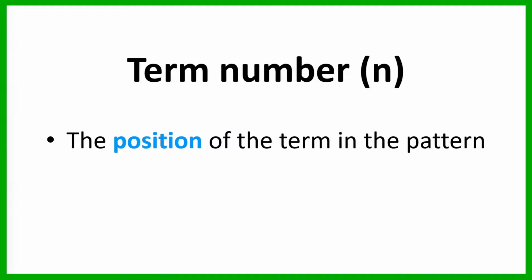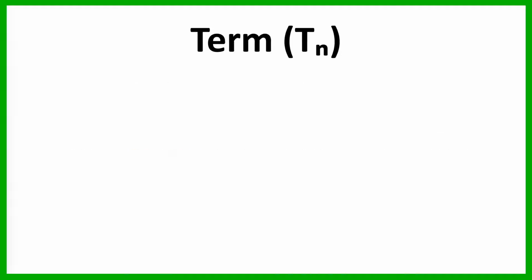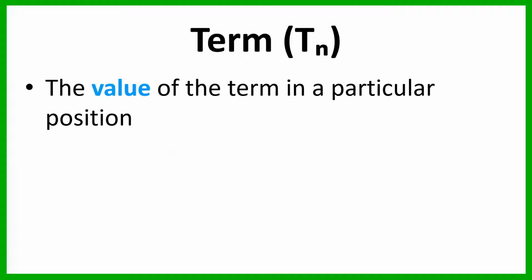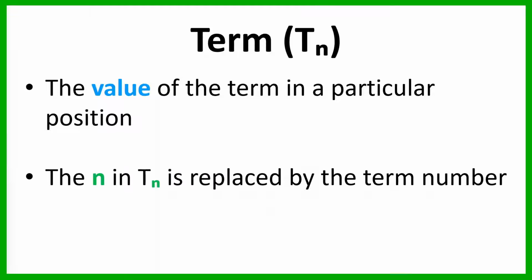Then next we've got the actual term, which is tn. That is the value of the term in a particular position. And if you're working with a particular position, then you're going to replace the n in tn by whatever the term number is for that position. So if it's the first term, then it's t1. If it's the second term, then it's t2, and so on.